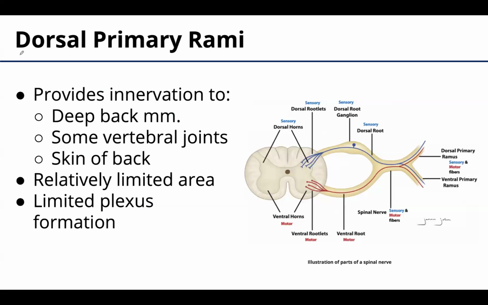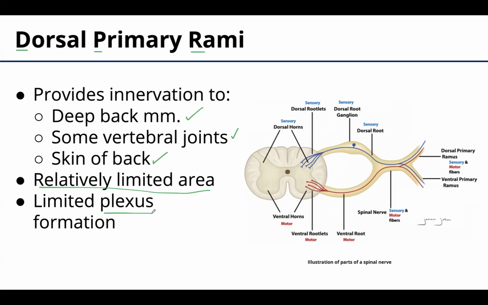The dorsal primary rami, or the DPR, are typically the less important of the two types of primary rami, and it's only because it just has a much more limited area of coverage. So this includes deep back muscles, some but not all of the vertebral joints, and the skin of the back. Additionally, the DPR rarely form plexuses, which we'll talk a bit more about on the next slide.